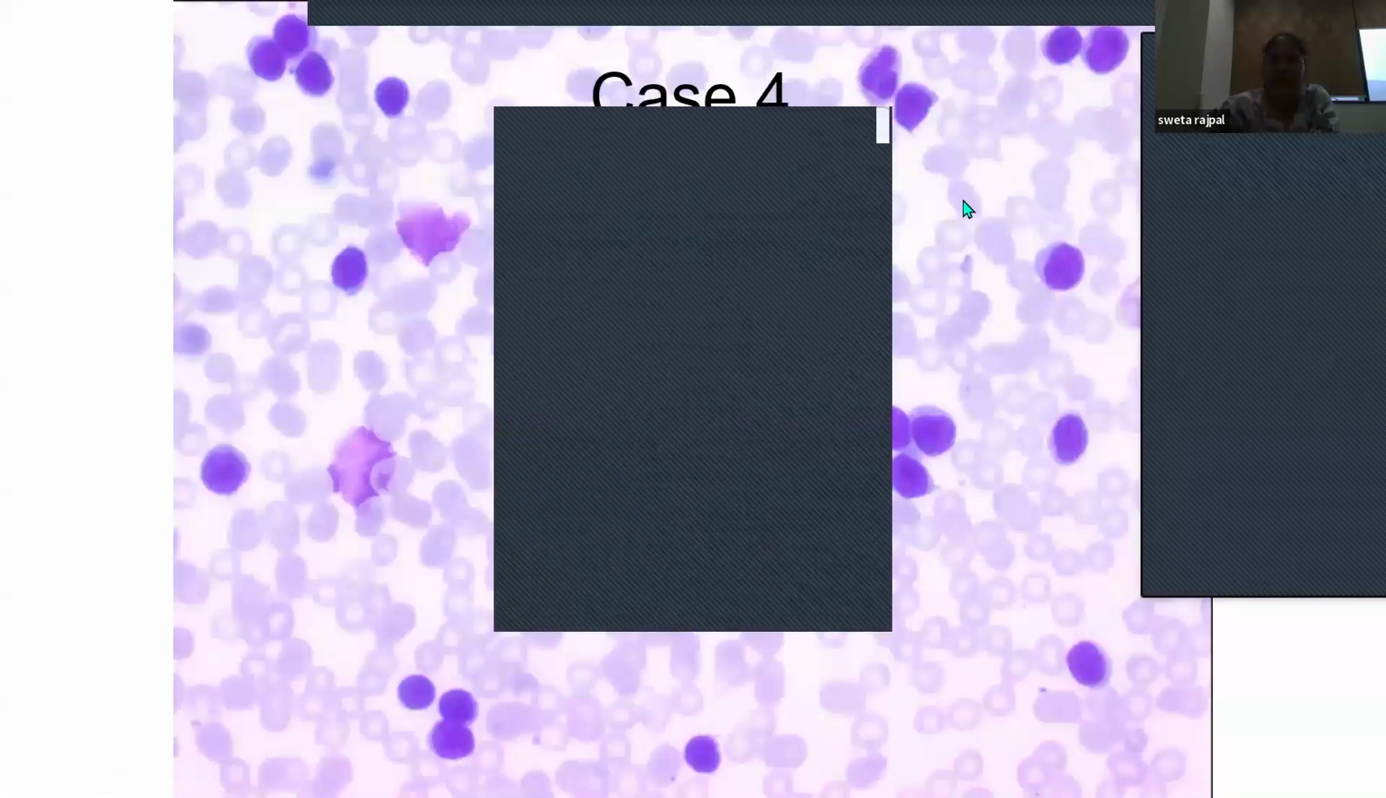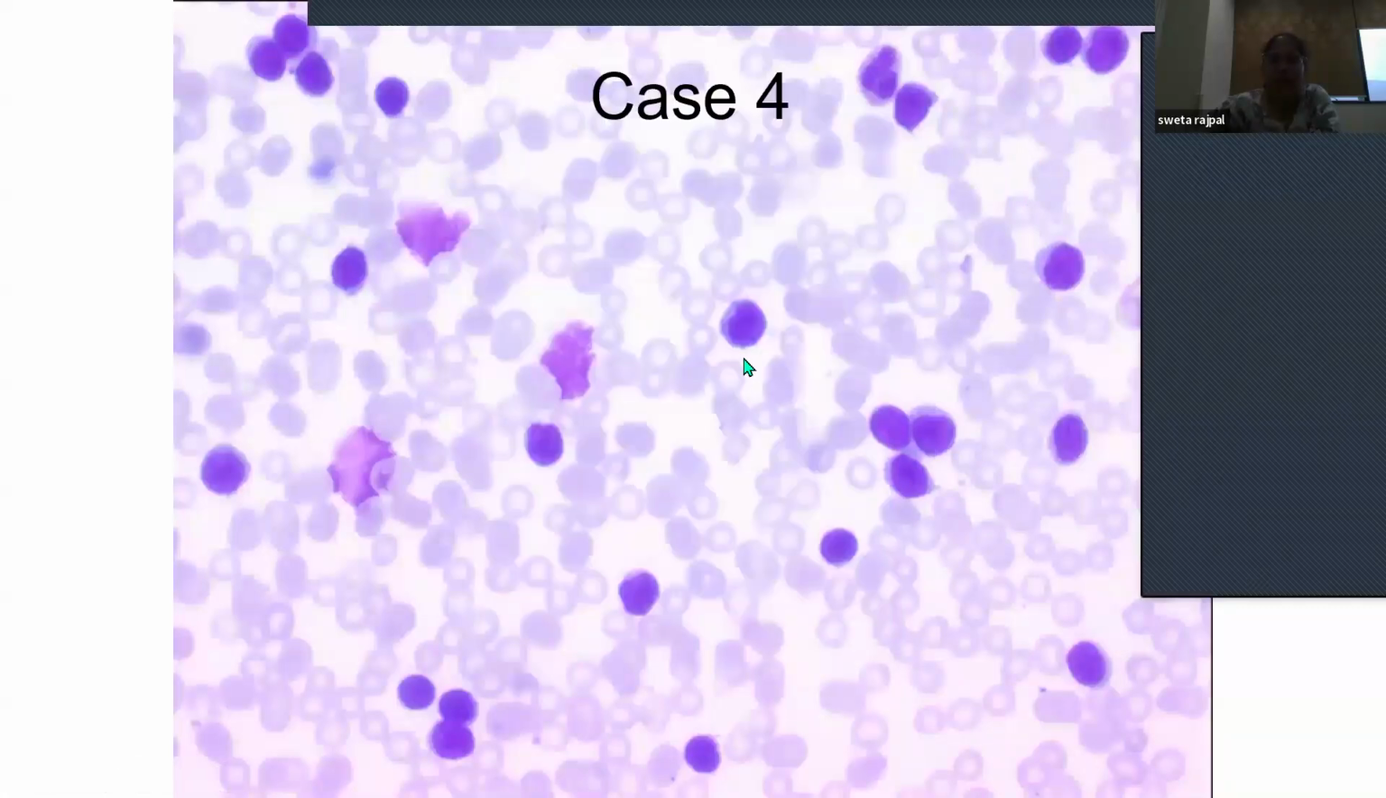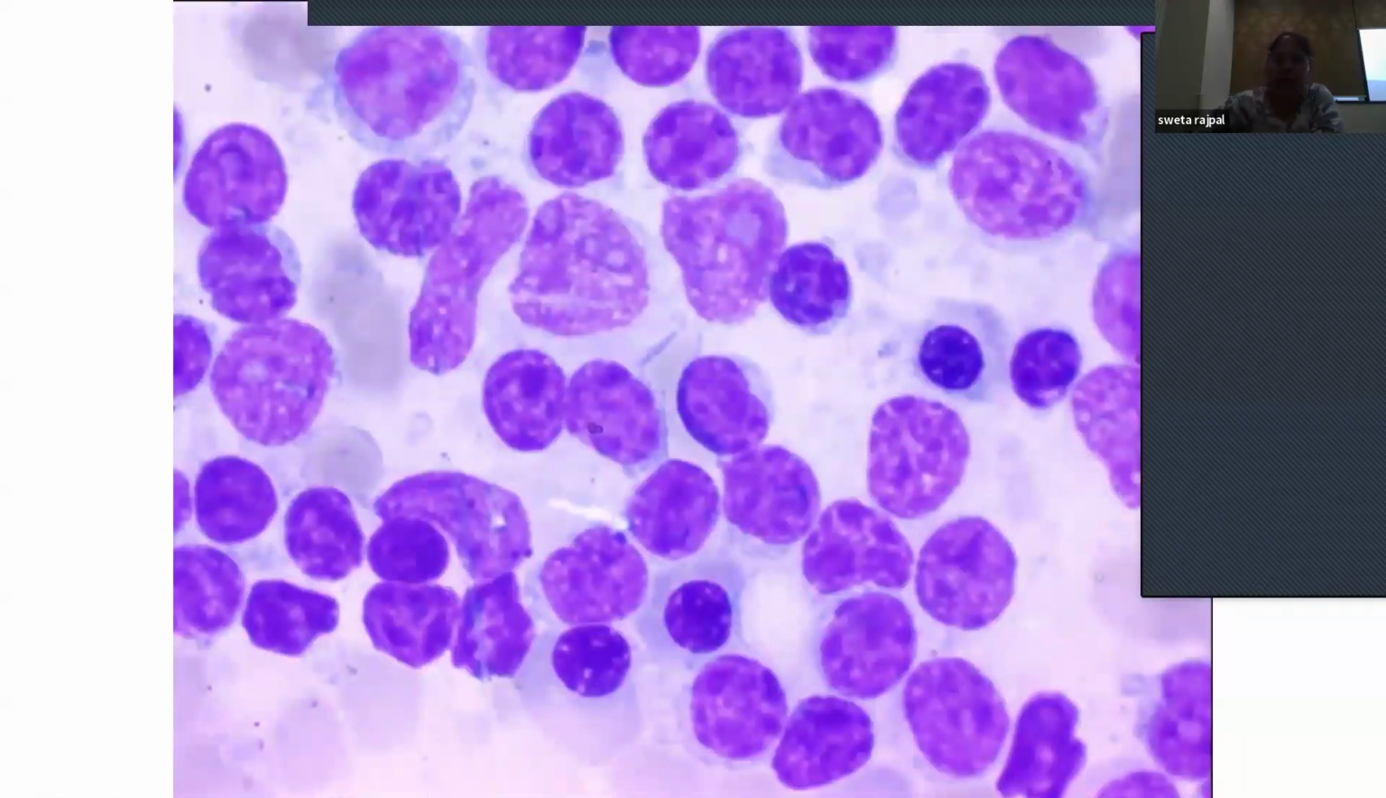Yes, correct diagnosis. Here we are getting these mature kind of lymphocytes. So there is lymphocytosis and presence of smudge cells. So yes, this case is a case of chronic lymphocytic leukemia.